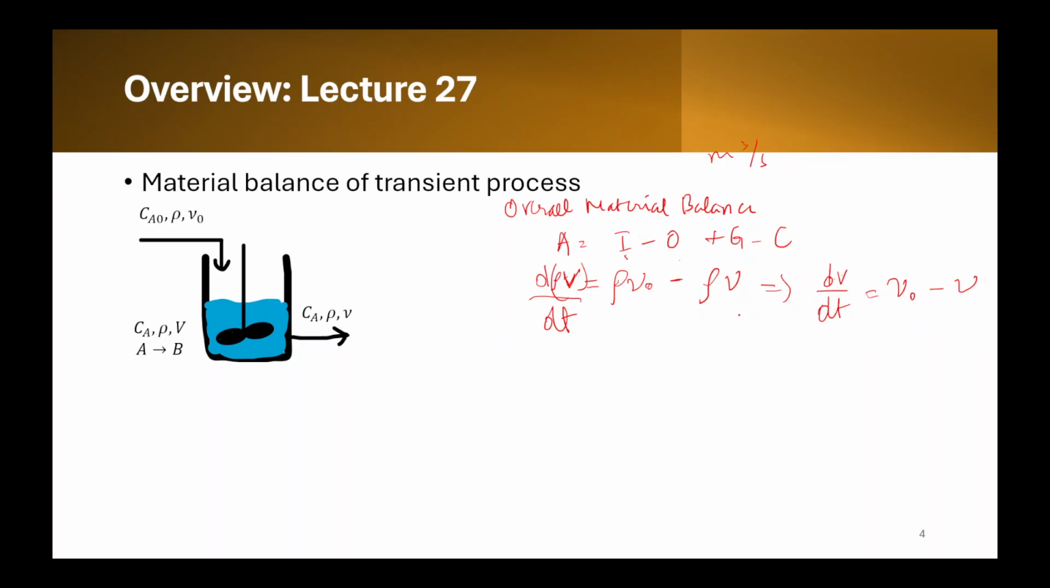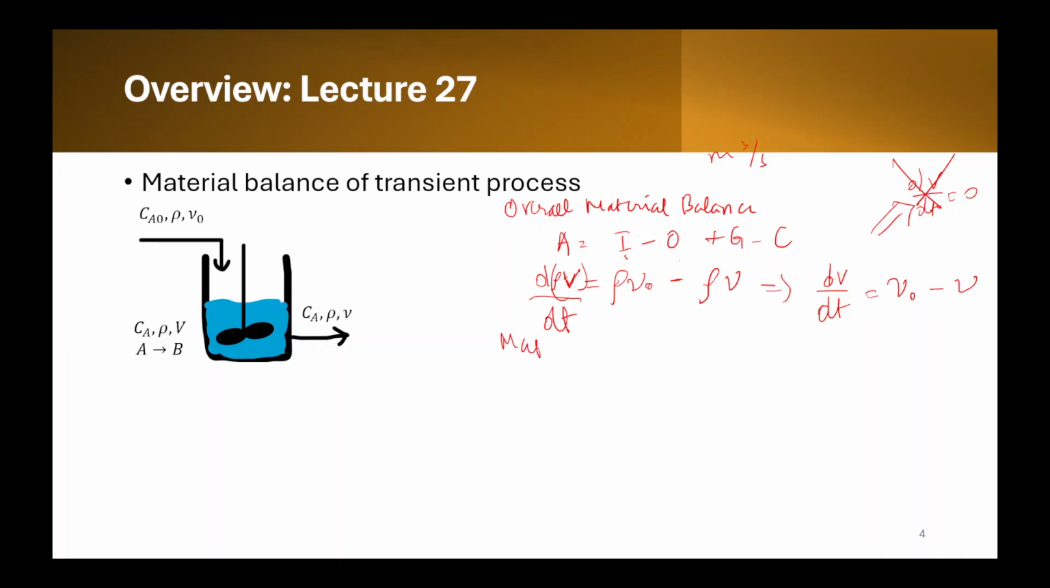Because this nu naught and nu are unequal, they do not get cancelled, and we don't get dV by dt equal to 0. If dV by dt was equal to 0, that would mean the volume does not change with time. But here we see that the volume changes with time. So next will be the component material balance.